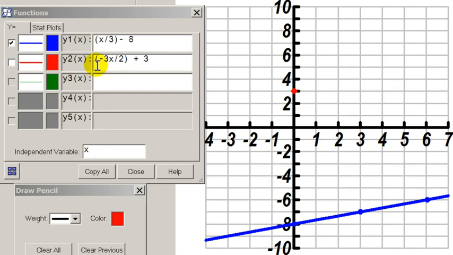Now to plot the second point, we have to look at the slope. It's negative 3 divided by 2. So that means go down 3 units and go across 2 units and plot your point. For the third point, repeat the process. Go down 3 units and go across 2. Now that you've done that, we could draw a straight line and continue.